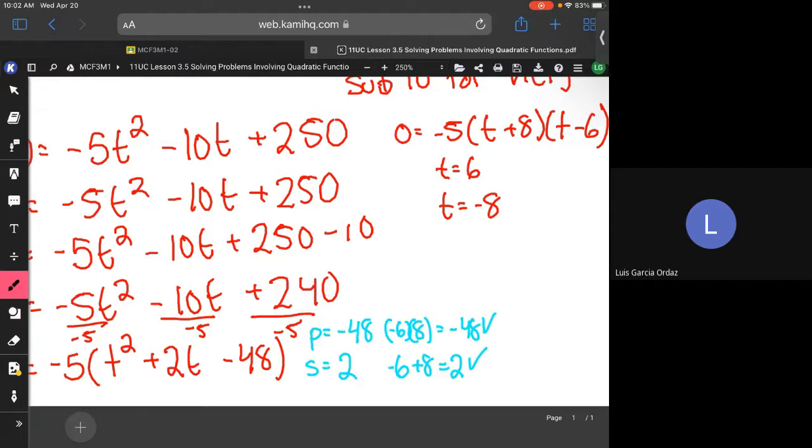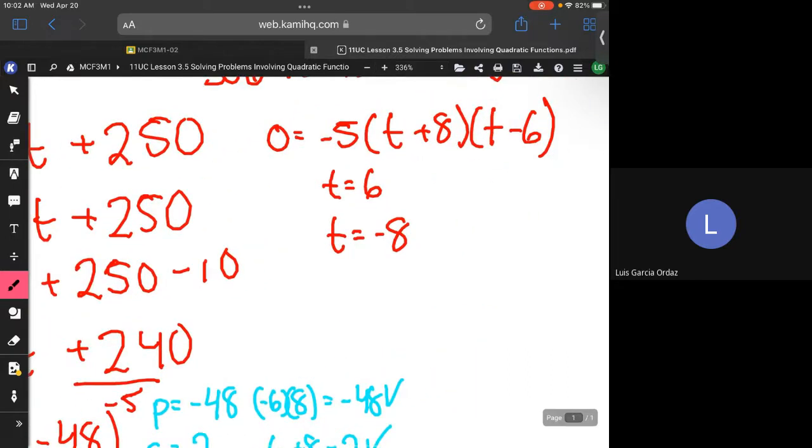Wait, sorry. Would t be negative 6? I thought it would be positive 6. Yeah, because when you have t minus 6 inside the bracket, when you set it equal to 0, it becomes t is equal to 6. Oh, I thought that said negative. Oh, no, it's the equal sign, sorry.